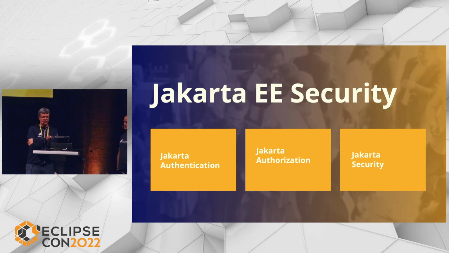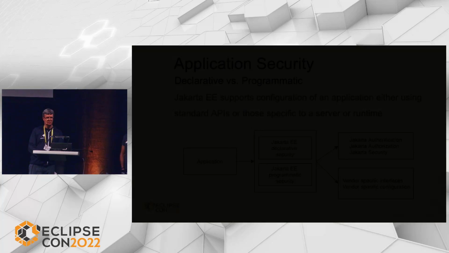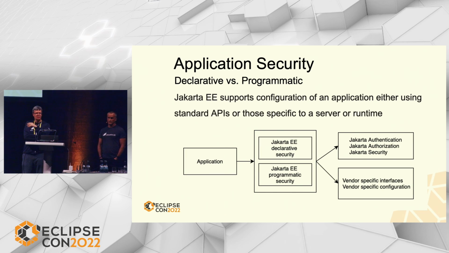So Jakarta EE Security consists of 3 major specs. 2 of them are sort of lower level SPI type of specs, Jakarta Authentication and Authorization, while Jakarta Security sits on top and is usually the application or developer-facing API. The common principles behind Jakarta Security were to simplify the programming model, to enable developers to manage security, and having these layered APIs that delegate on top of each other, and to use CDI wherever appropriate. In Jakarta EE, you can support the configuration either programmatically or declaratively using XML files or other types of declaration.